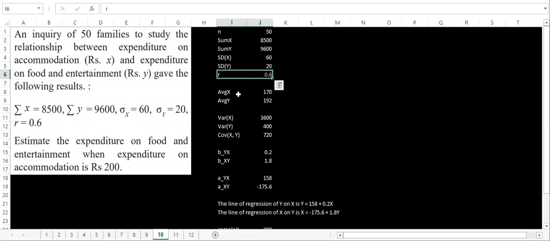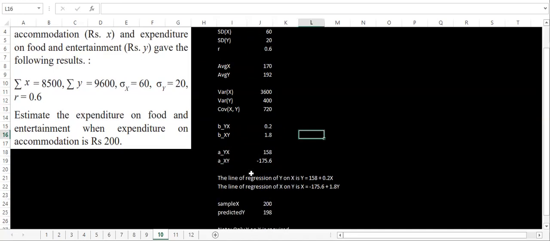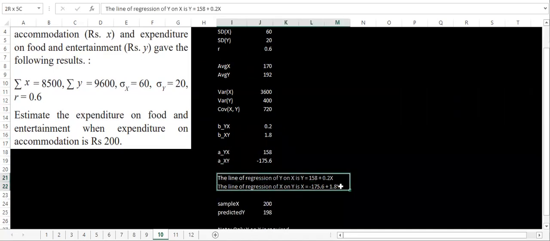And again, to find that equation, you can go through the same drill. You can find the average values. Because remember, we are given the sum. We can just divide it by the 50, n is equal to 50, to get the average values. And the variance and covariance can be found out using the same drill. The regression coefficients and the constants, same drill. We have the linear regression equations as these.